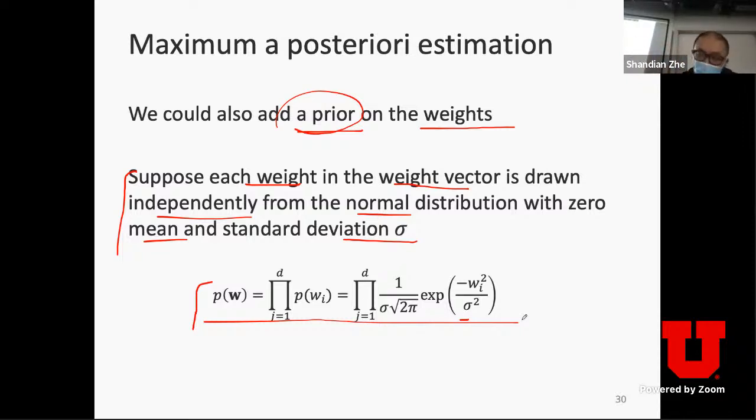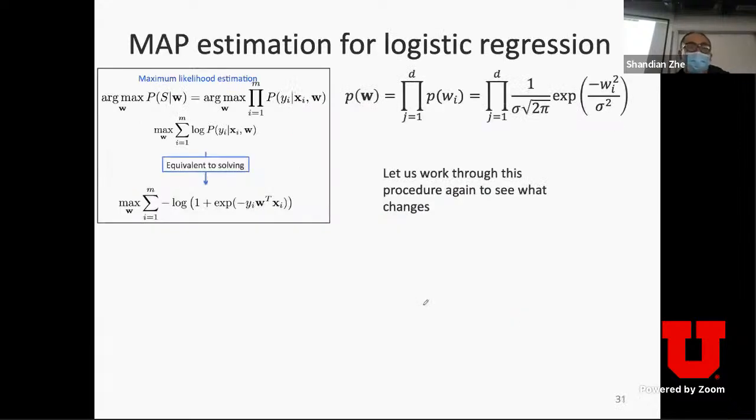Now, from our discussion about maximum likelihood estimation, we know this is our likelihood of the data given the model parameters. And we also have our prior, which is defined as the independent Gaussian distribution with 0 mean and some standard deviation sigma.